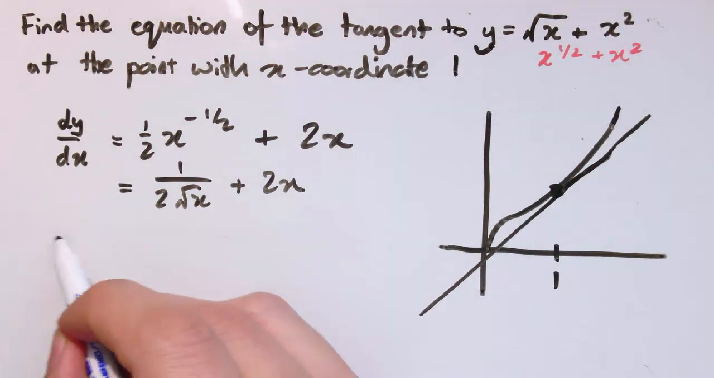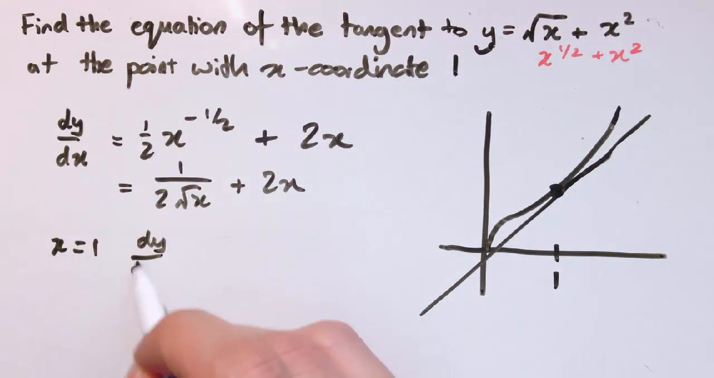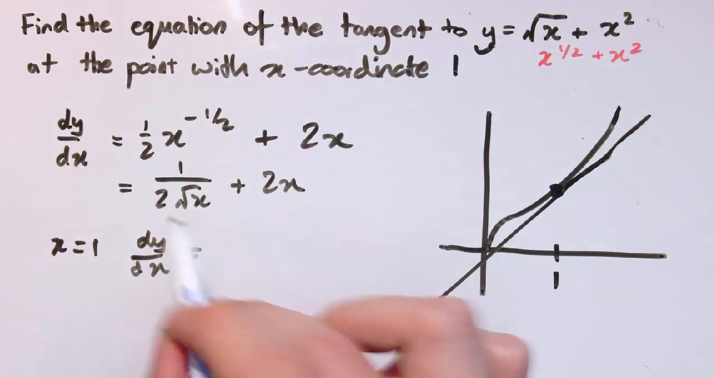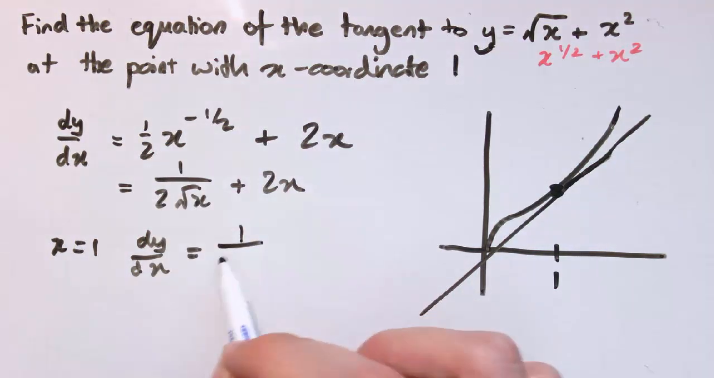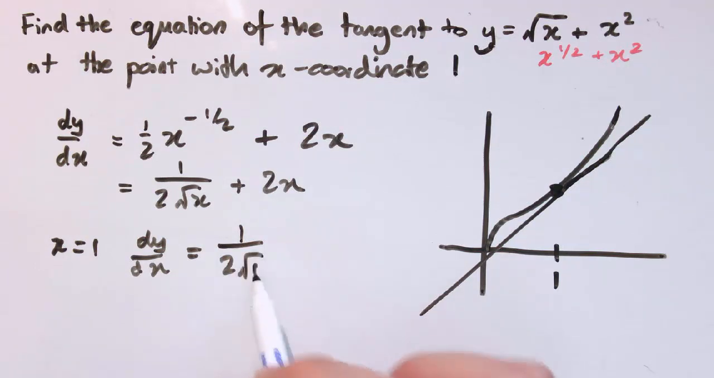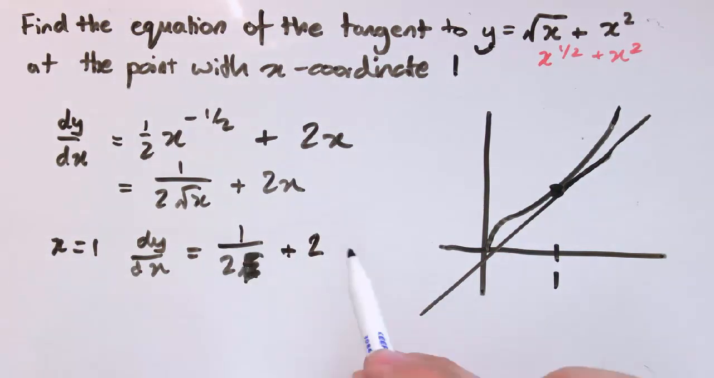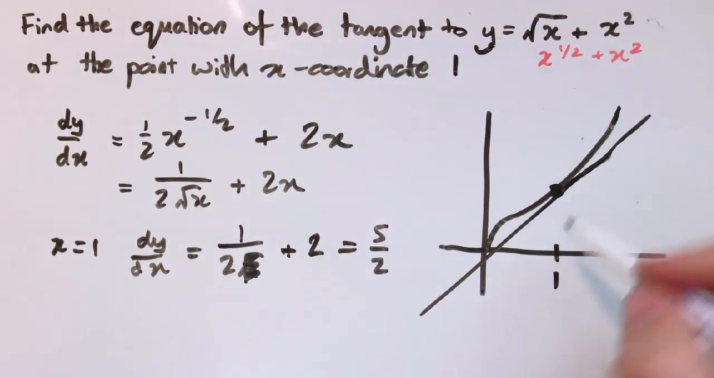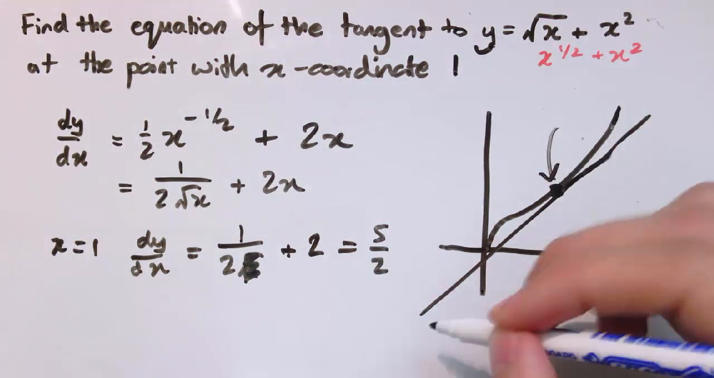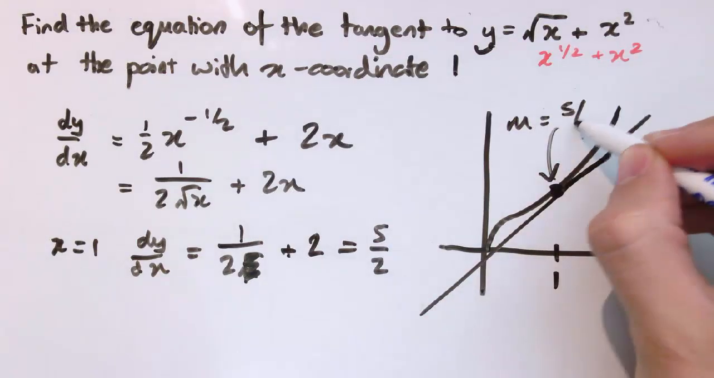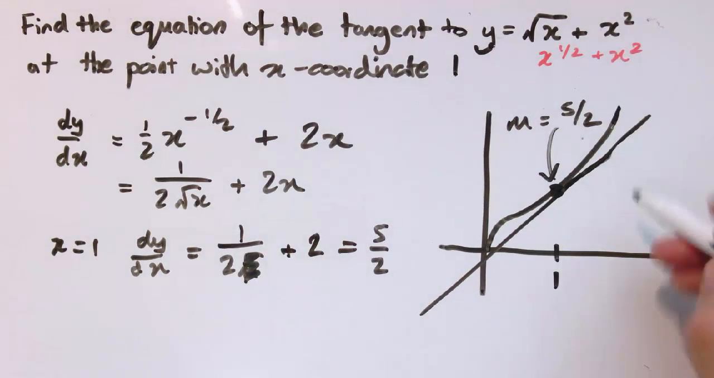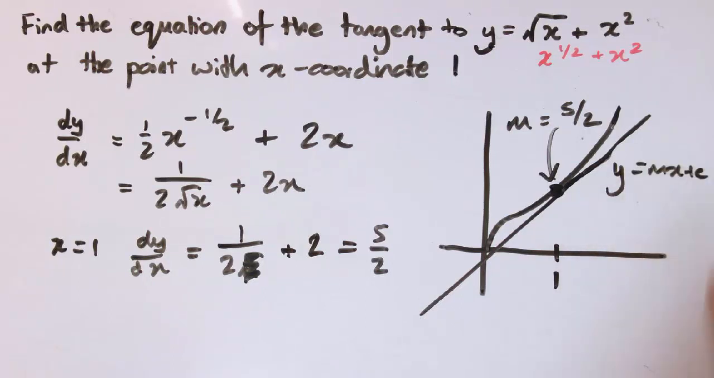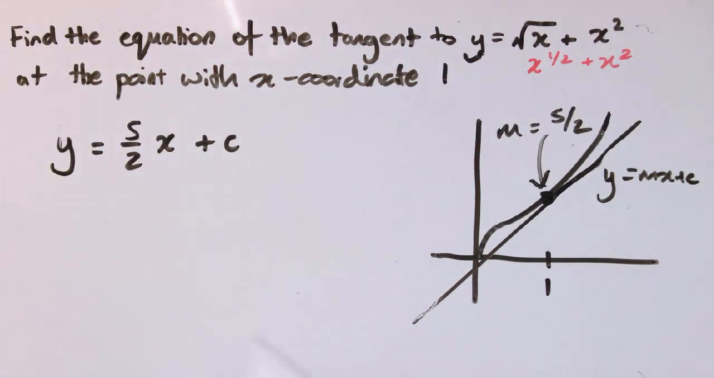So at x equals 1, dy by dx is equal to what we get when we put in 1 to this, so 1 over 2 times the square root of 1. Now the square root of 1 is just 1, so that's just a half, plus 2 times 1, so it's 2 and 1/2. So let's write that as 5 over 2. So that's the gradient of the curve at this point, and so it's also the m in y equals mx plus c for this straight line, which is the tangent. Okay. So the straight line is y equals 5 over 2 x plus c.